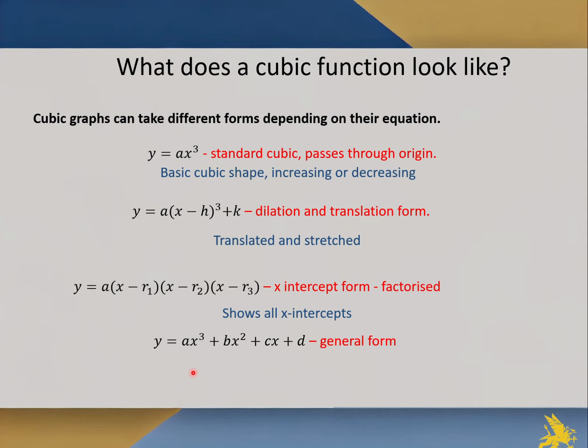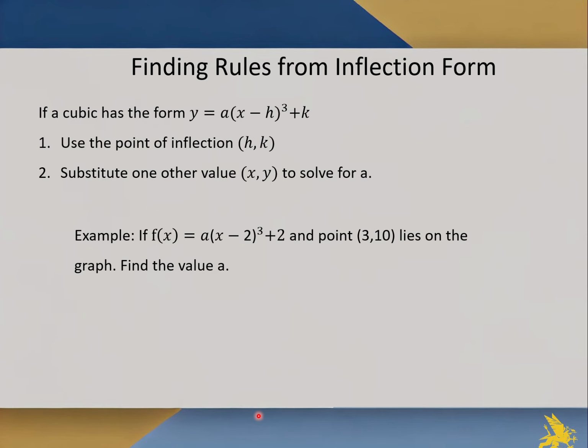So the first thing we need to do is work out what form we need to use to find the rules. For example, if we've got a cubic that has the form y equals a(x minus h) to the power of 3 plus k, we're going to use the point of reflection and substitute one other value, x and y, to solve for a.